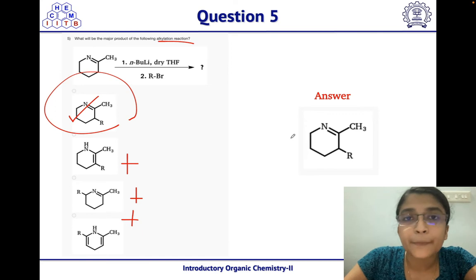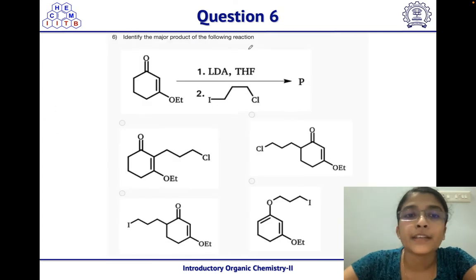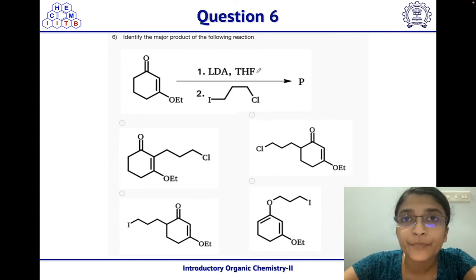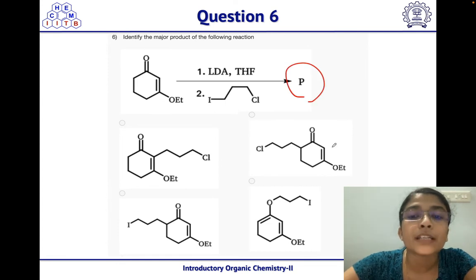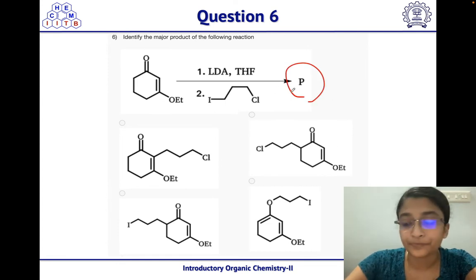Now coming to the next question. Here they are asking to identify the major product of the following reaction. So first they have treated with LDA-THF. So it will lead to formation of a lithium enolate, and then they are treating with an alkyl halide. So here there are two halides, two positions given, one with iodine and one with chlorine. So we will see what is the product P we are getting out of these four.